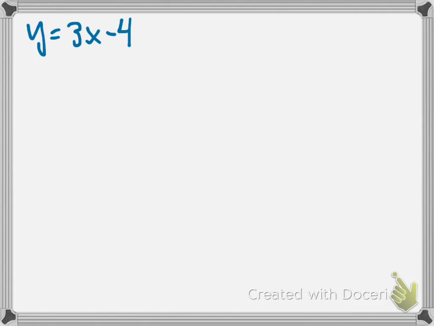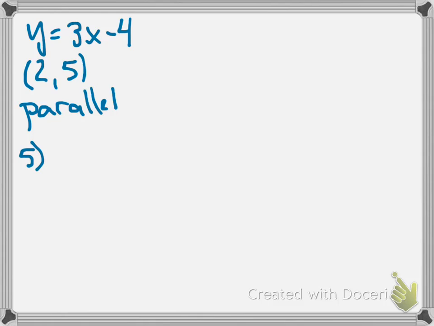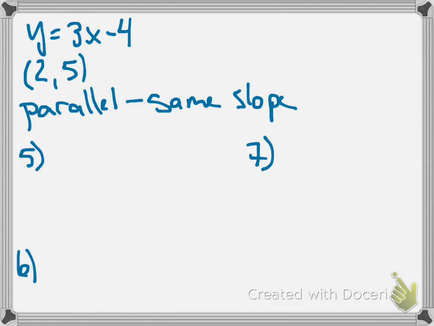Okay, for the next one, we're using the equation y equals 3x minus 4 and the point 2 comma 5. They ask you for something that is parallel. That would be for problems 5 and 6, and then I'll do 7 over here. Keep in mind, with parallel, we're looking for the same slope. Maybe that's something you add to your note card.